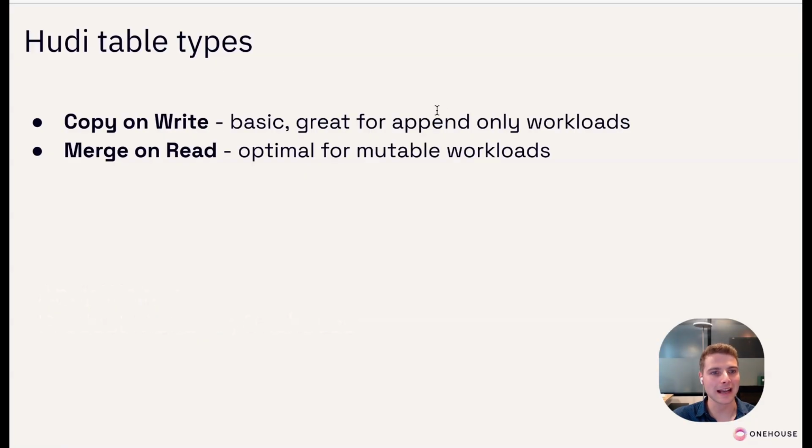So Apache Hudi has two table types. You have copy on write, which is great for your basic append-only workloads like telemetry, and you have merge on read, which can give you incredible performance gains when you're working with mutable workloads that involve updating data in your tables.